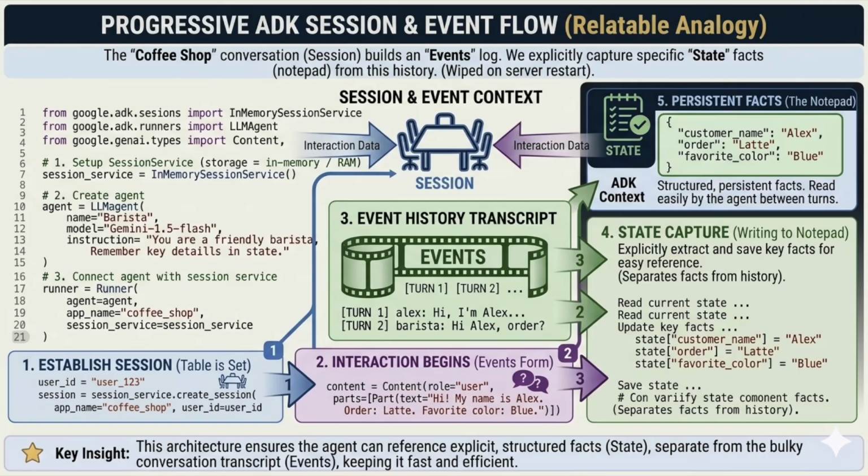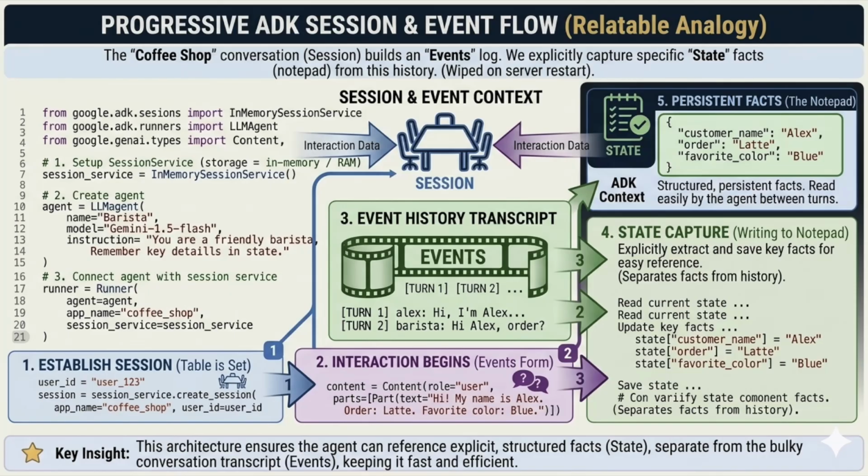We look at step C. We first read the current notepad, the state, then we update it. We save Alex as the name, latte as the order, and blue as the favorite color. Step C concludes when we save that state back into the session service. The key variables are now locked on the notepad, the state, not lost in the transcript. So the final takeaway, notice that your agent isn't trying to remember everything, it is efficiently remembering structured facts using state. That's the entire secret to ADK memory.